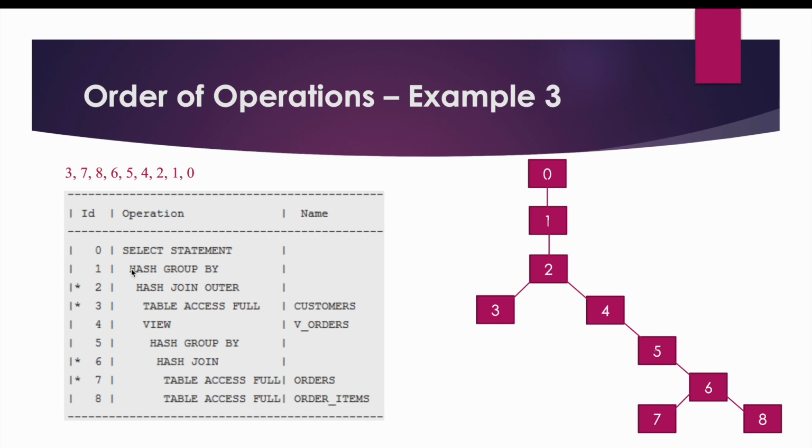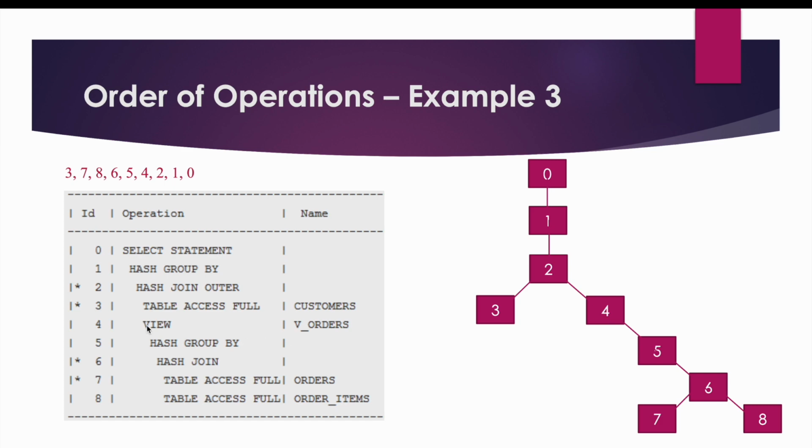Now operation number 1 is the parent, and it has again only one child, that is operation number 2, because there is no other operation on the same level of indentation as operation number 2. So we have written 2 below the operation number 1. Now operation number 2 has two children, that is 3 and 4. Now since 3 is on the top and 4 is on the bottom, we have written operation number 3 on the left hand side and operation number 4 on the right hand side.